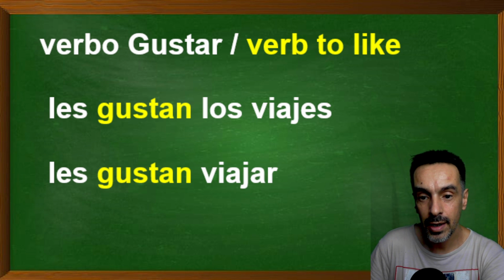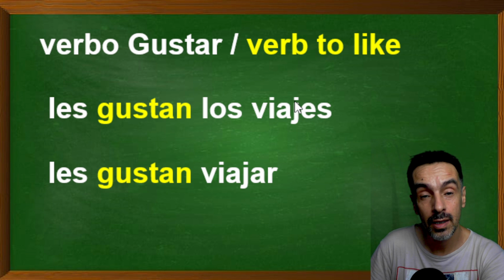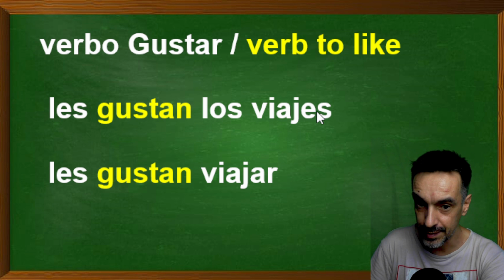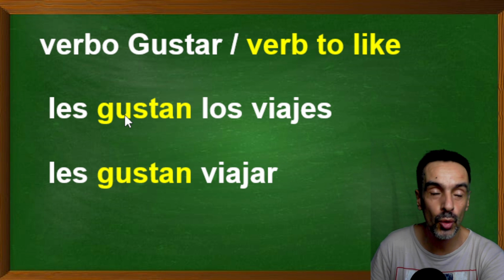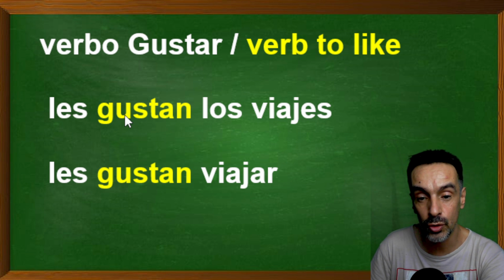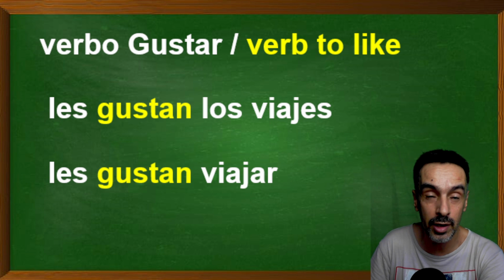Now, here, les gustan los viajes. Yes, los viajes is plural. So you need to use les gustan los viajes. Les, to who? They, right? So we're talking about they. So les is the indirect object because it's talking about them.